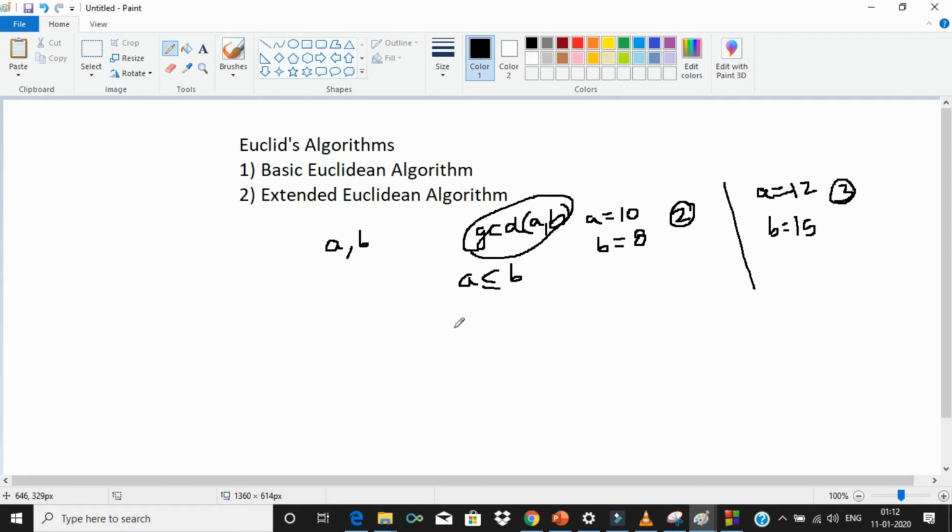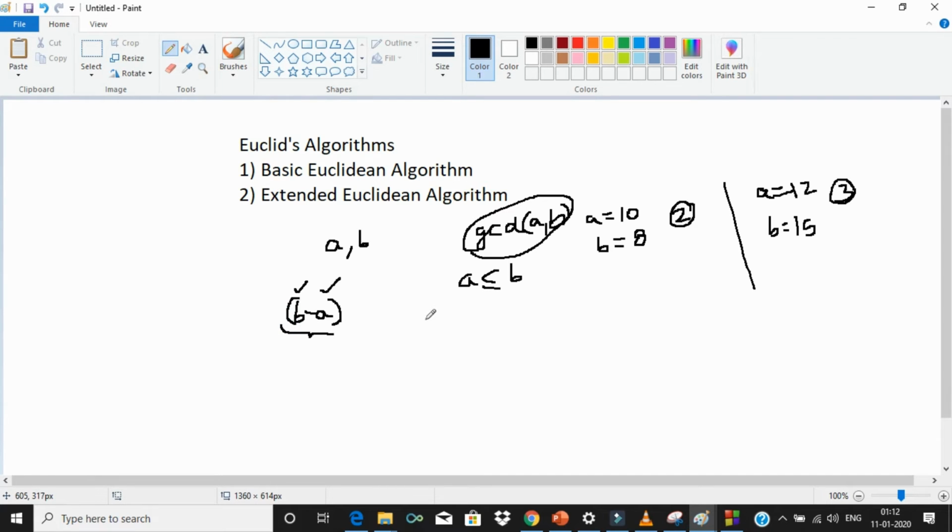Now the basic Euclidean algorithm is based on the fact that even if I subtract the smaller number from the bigger number, this number is also divisible by the GCD of a and b. Why? Because b is individually divisible by GCD of a and b, and a is also divisible by GCD of a and b. So this difference is in itself divisible by the GCD of a and b.